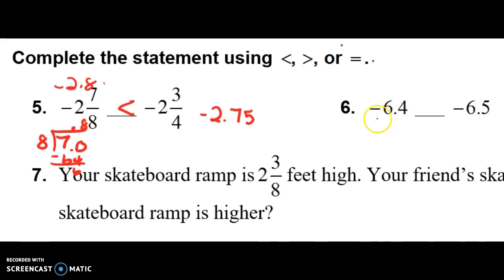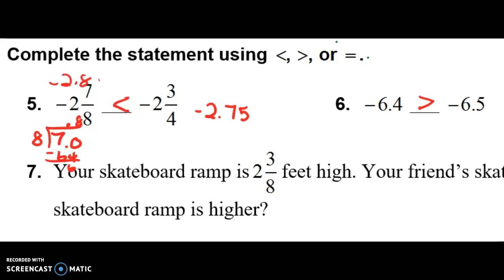Now here I look at it, I have -6.4 and -6.5. So if I have -6.4, that's less negative, so that's actually my greater number there. All right, let me try to change this window real quick so that this can look a little bit bigger for you.